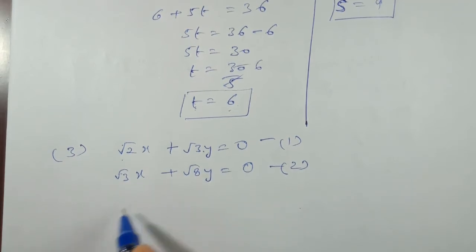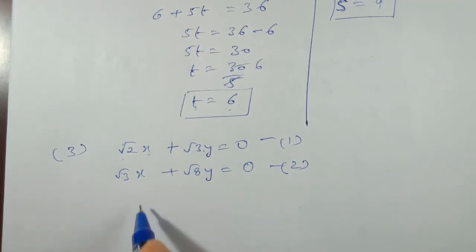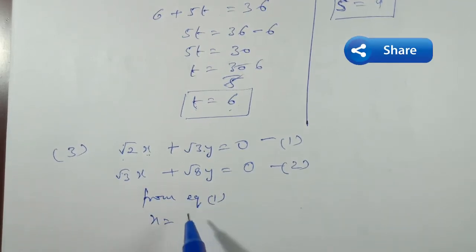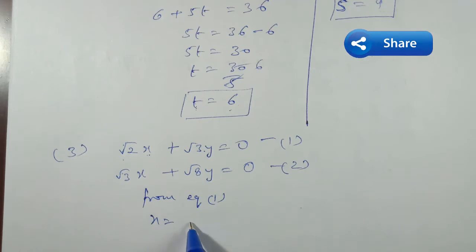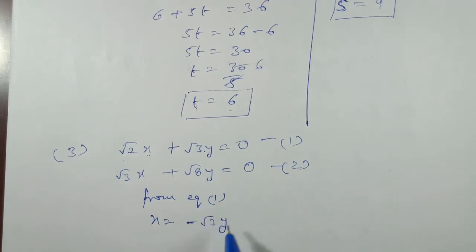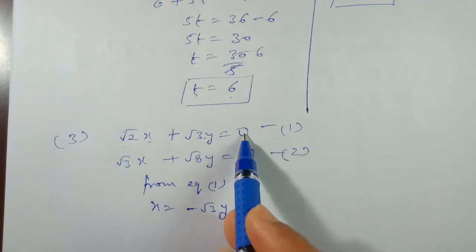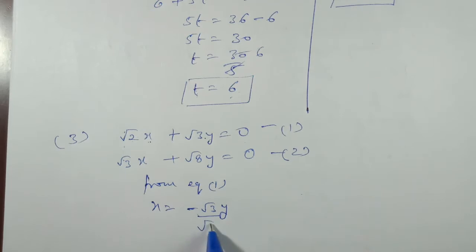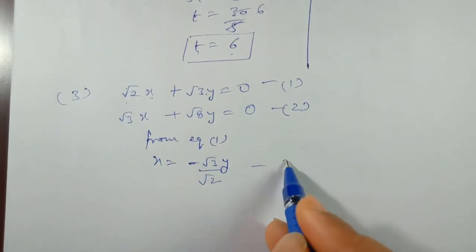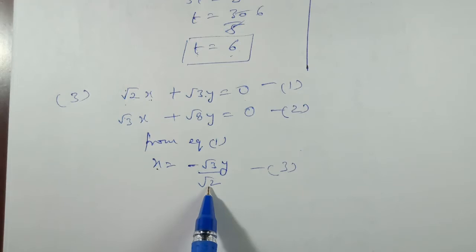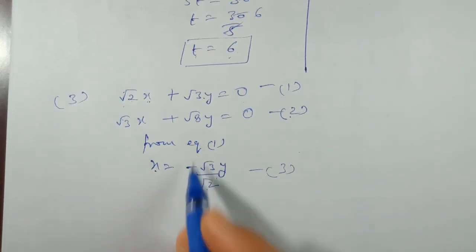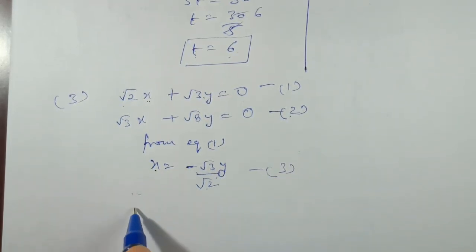From first equation, let us find the value of x. From equation first, we get x is equal to, root 3y will be transposed to the other side, it will be minus root 3y, minus 0. There is no value of 0. When 0 will be subtracted from this, we'll get this value. Root 2 is in multiplication, so on the other side it will move to the division. So let it be equation number third. We get the value of x as minus root 3 upon root 2 y. Substituting this value in equation number second, we'll get the value of one of the variables, and that is y.